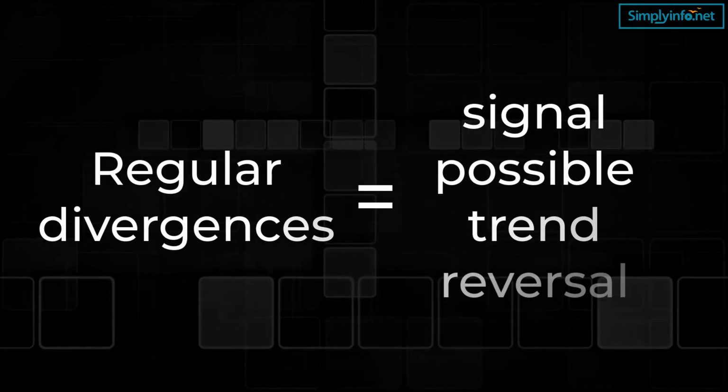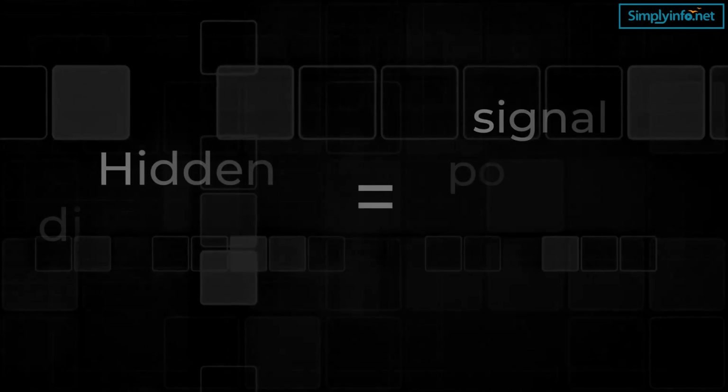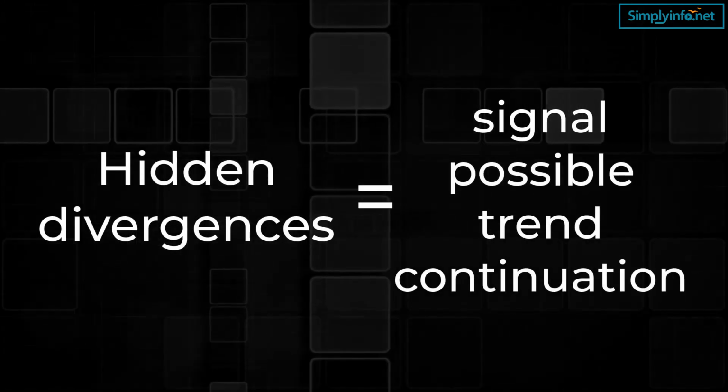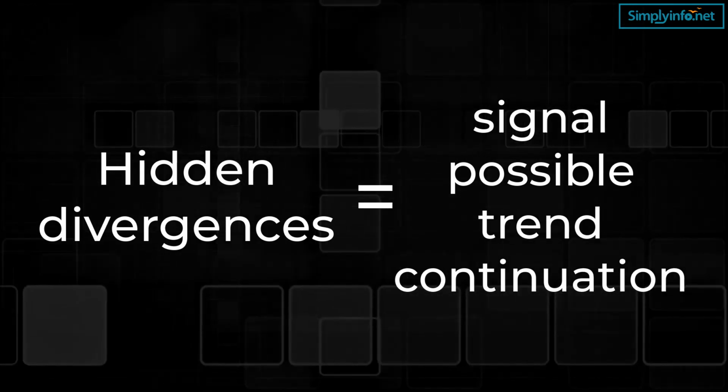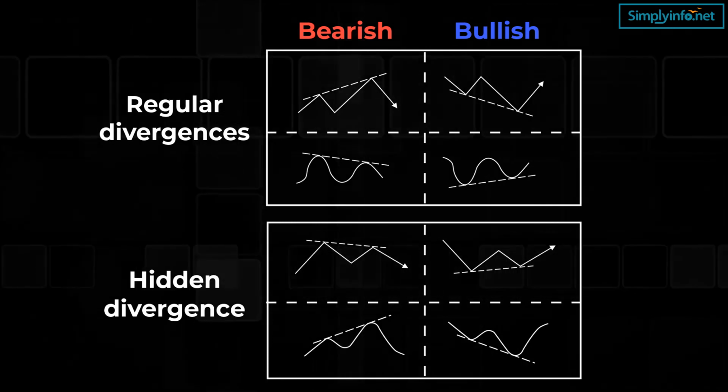So, regular divergence signals a possible trend reversal. Hidden divergence signals a possible trend continuation. Here is a picture that we have attached for you of the divergence table.